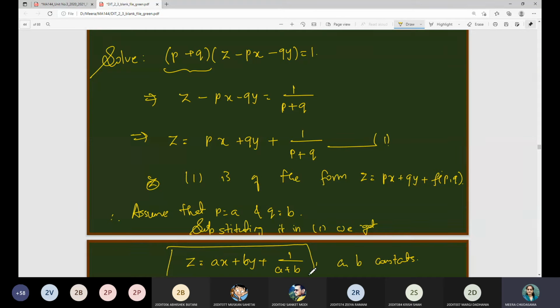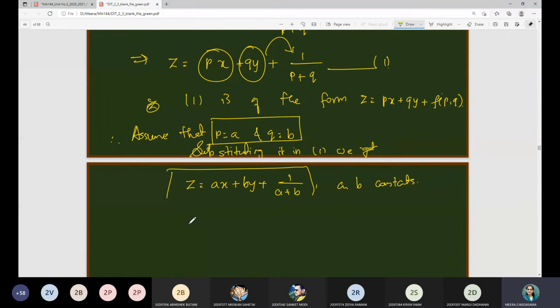That's it. Whenever it is a Clairaut equation, all the variables are allowed in the equation. So that corresponds to the Clairaut equation, which falls under the category case 4. In that one, you have to assume p is equal to a, q is equal to b. Convert the given expression in terms of z is equal to px plus qy plus some function of p and q, and then finally substitute p is equal to a, q is equal to b. You will get the corresponding answer, right?